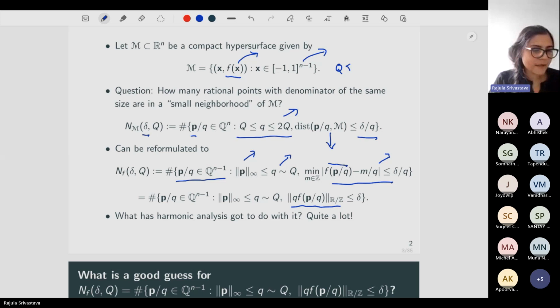But now the question is, what does harmonic analysis have to do with it? And as I want to show, quite a lot.